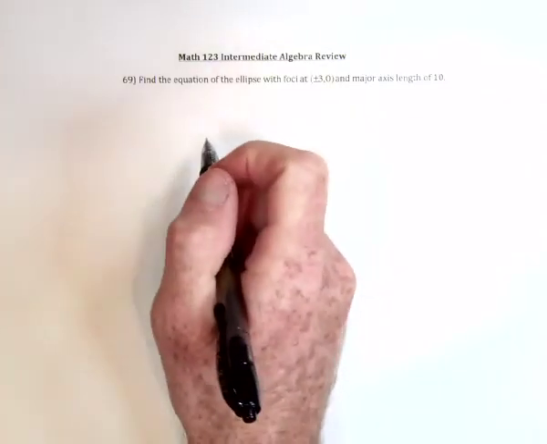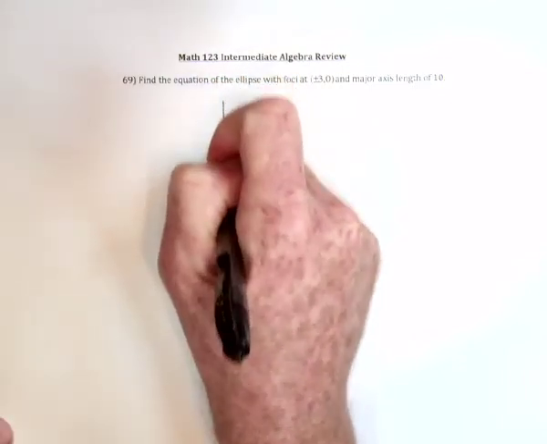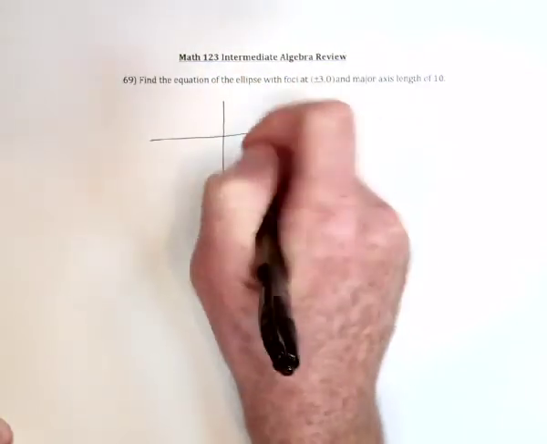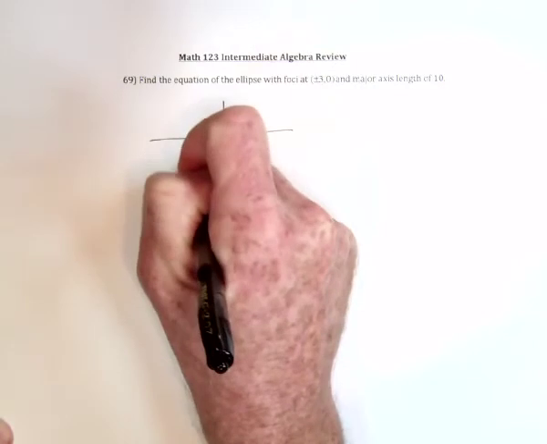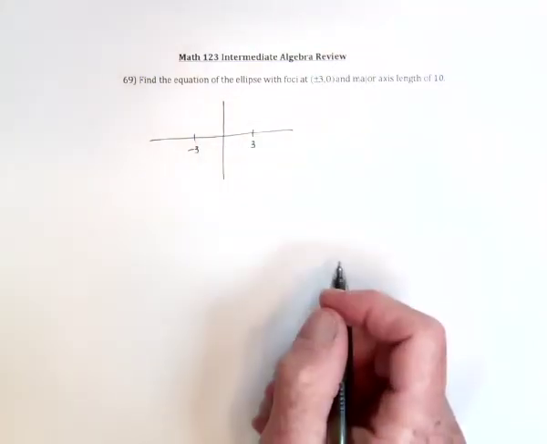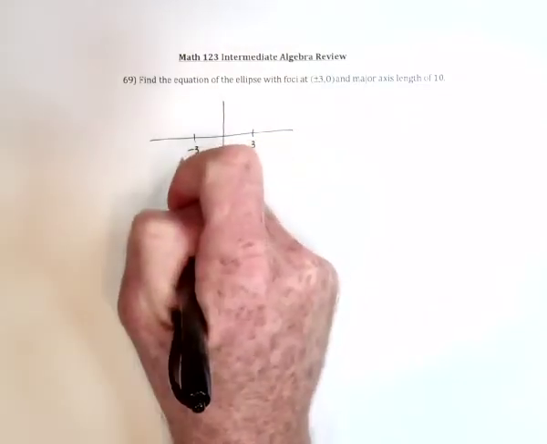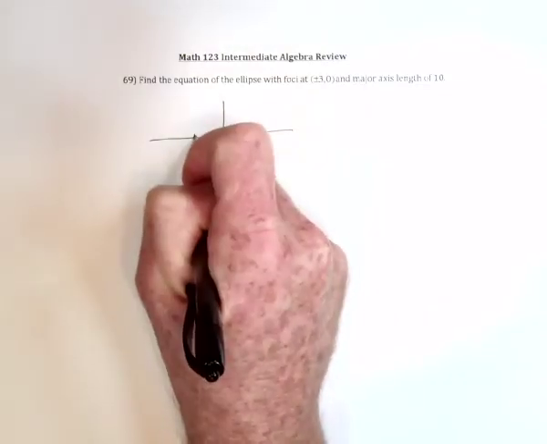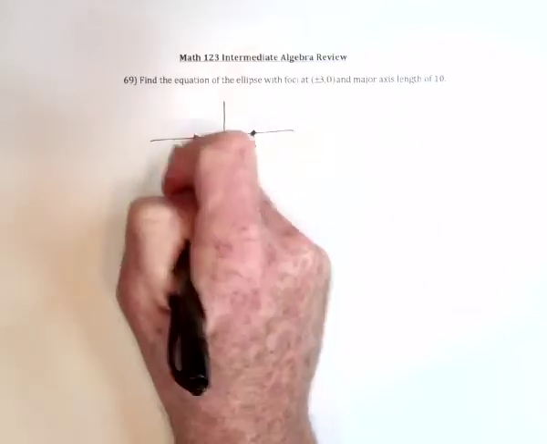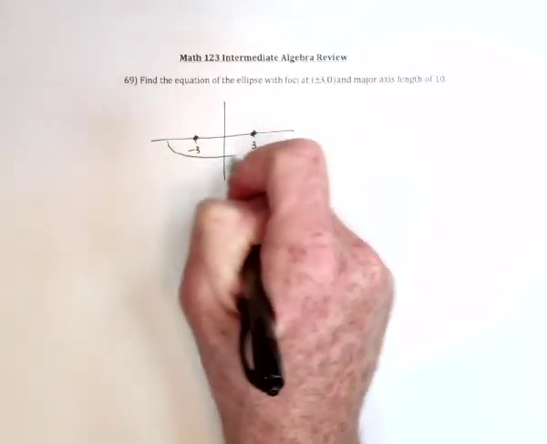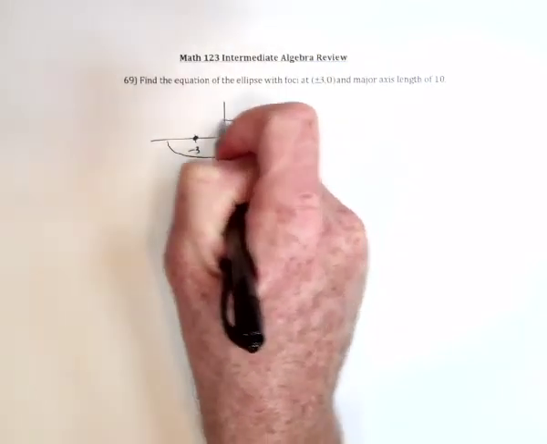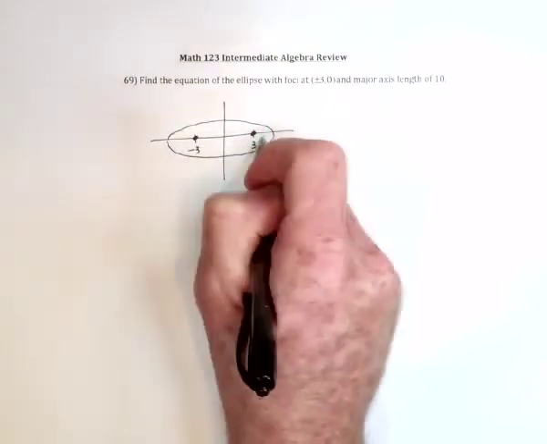Find the equation of the ellipse with foci at plus minus 3, 0. Well, the focus points at 3 and negative 3 have to be on the major axis. So that means that this thing is going to go sort of like this, sort of be long and skinny. So this would be the major axis.